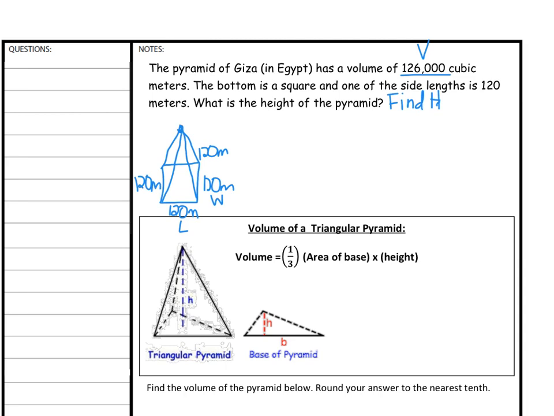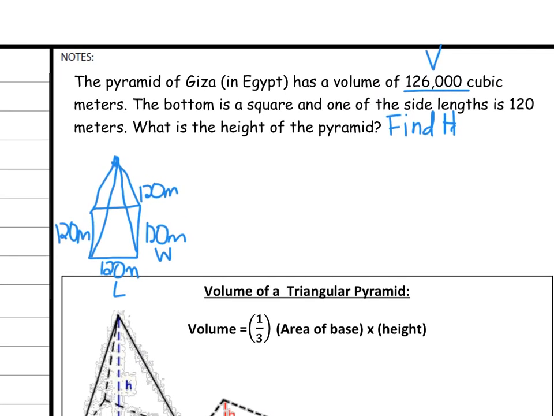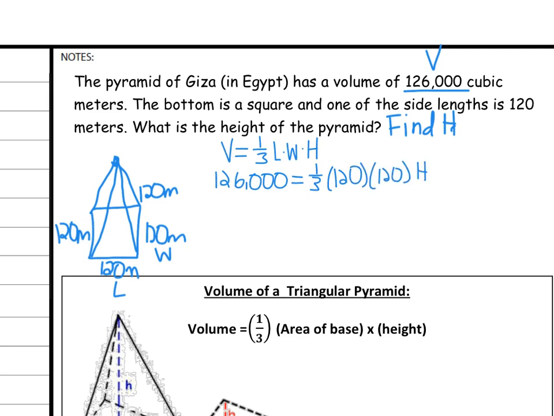So if I'm using my volume formula, and I apologize because I did not leave you a lot of room, so write really small for me. My volume formula is 1/3 length times width times height. They actually told me the answer for volume, so I need to write that number where V is, 126,000, 3 zeros, equals 1/3. The length they said is 120. The width they said is 120, and I do not know what the height is.